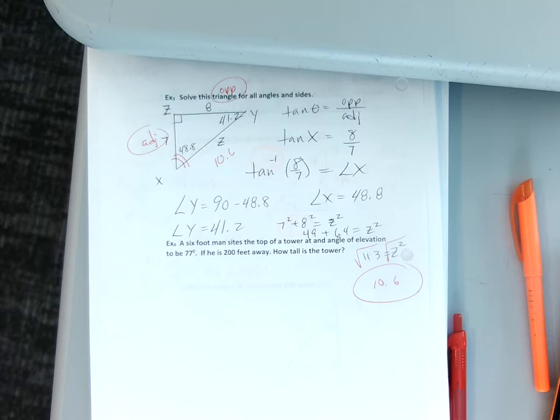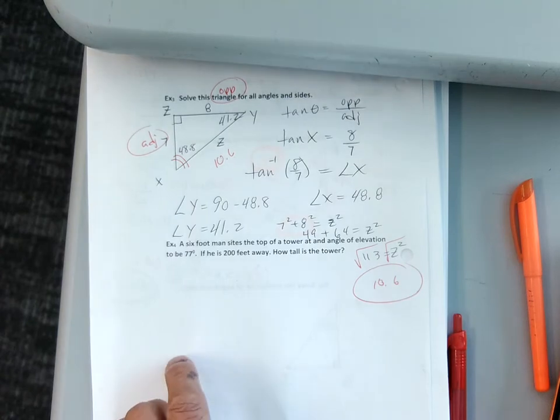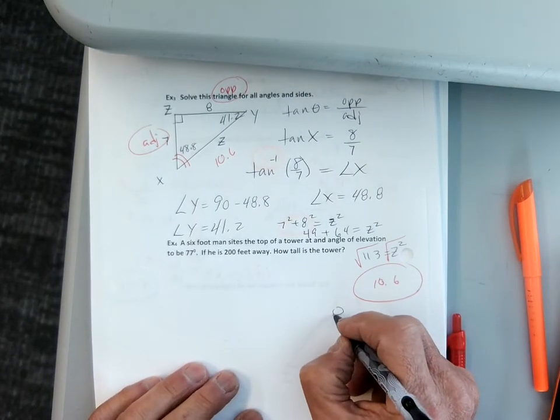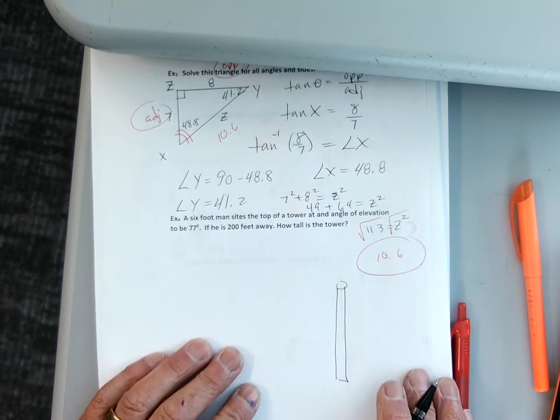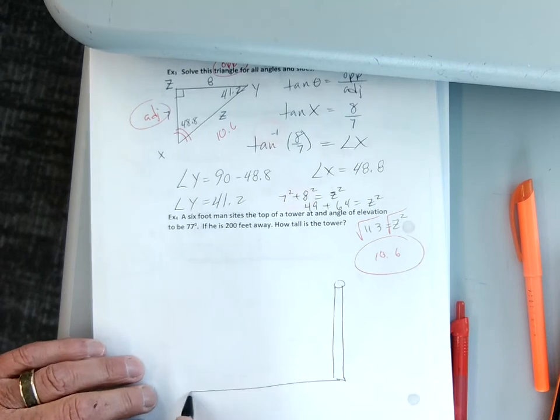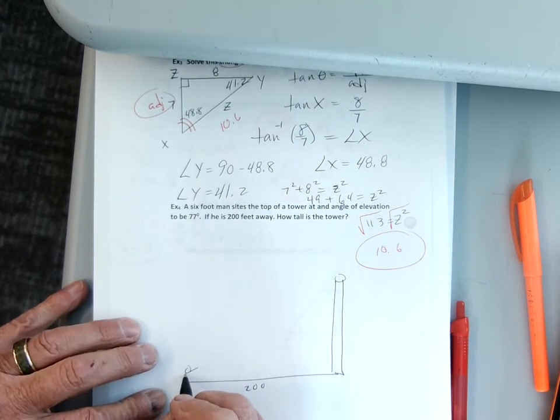It's like when we went outside. It's the exact same type of problem, isn't it? So can we draw a picture? Sure we can. We did this. Let's draw a picture. Good job, Jacob. So we know the tower is, here's my tower, right? We're standing 200 feet away. Here's the man.